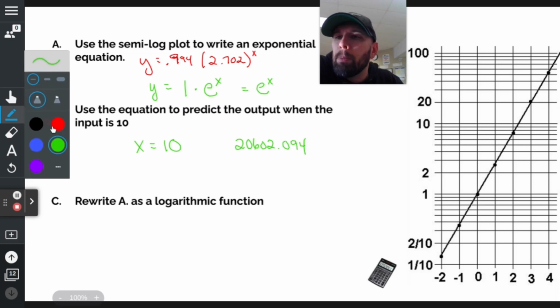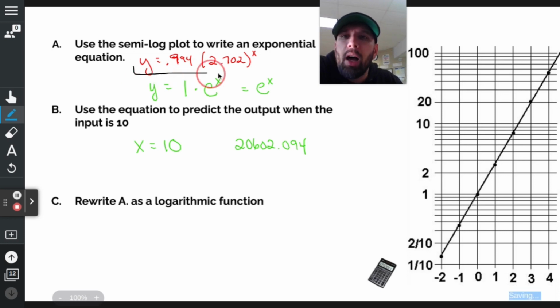Rewrite A, the red part, as a logarithmic function. So the first thing that I want to do is, I wish I could use e. I wish I could use e. Oh, should I do it? I'm going to do it. I'm using this equation right here. Try and stop me. It's my video. I made it. y equals e to the x.